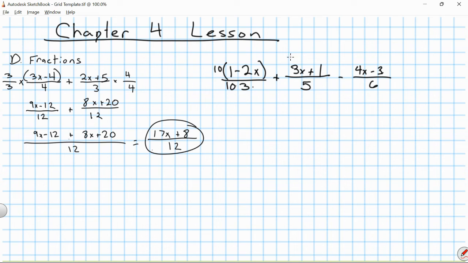I'm multiplying this by what? 6. I'm multiplying this by 6.